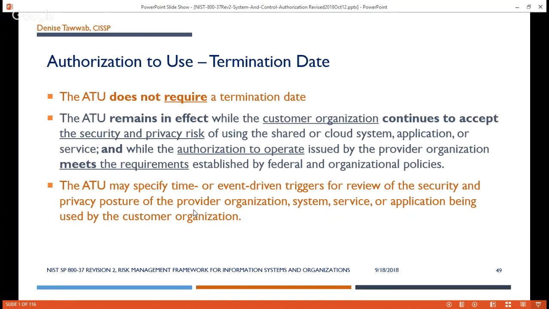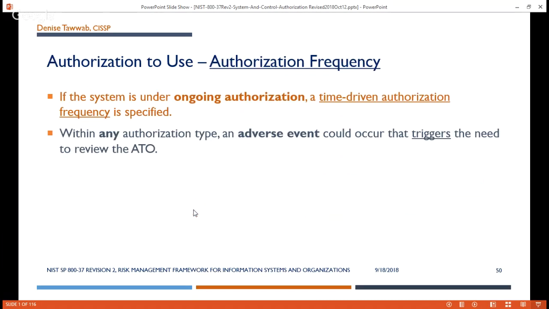So you don't have a termination date, but you can write in, every 12 months, 6 months, every quarter, whatever, we will review the security and privacy posture of the provider. The authorization frequency, if the system, this is again, we're still talking about authorization to use. If the system is under ongoing authorization, then a time-driven authorization frequency is specified. So we say once a year, we're going to look at this authorization. Worst case, it's usually once a year. It used to be every 3 years. With any authorization type, an adverse event could occur that triggers the need to review the authorization to operate.